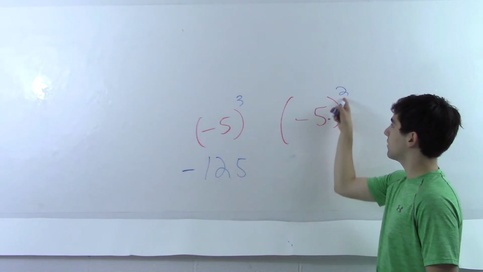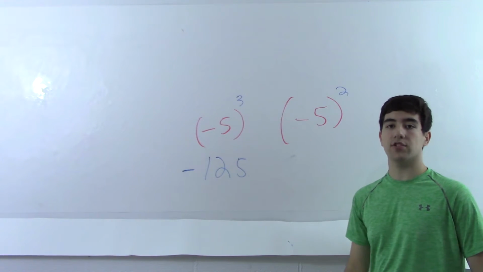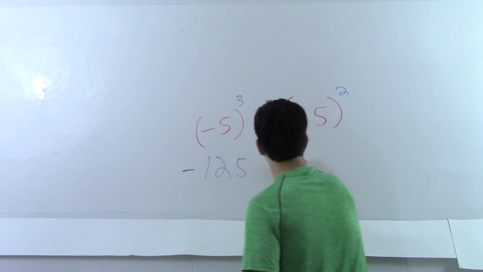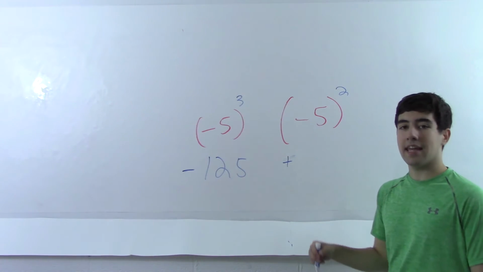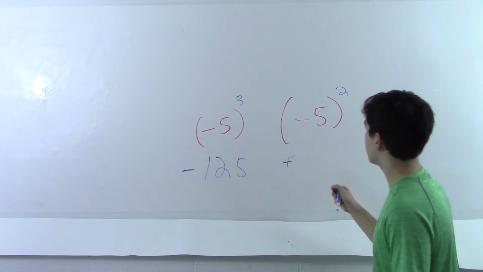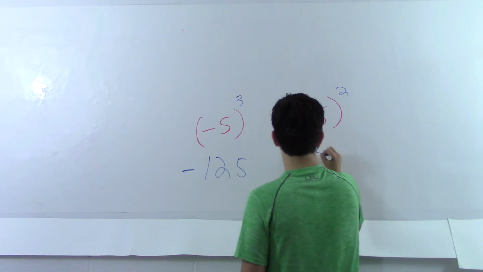Here, if your base is raised to an even number, your answer is always going to be positive. And then you can just worry about your number and not the sign. So 5 to the second power is 25.